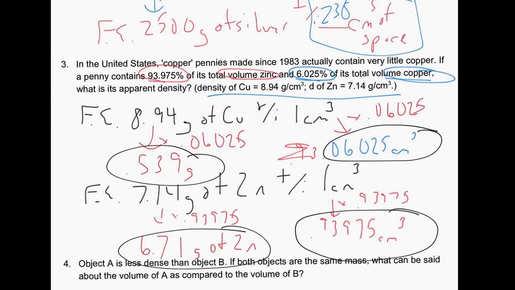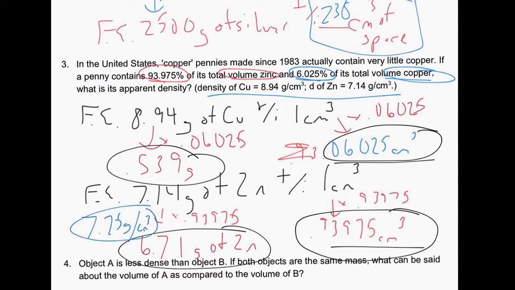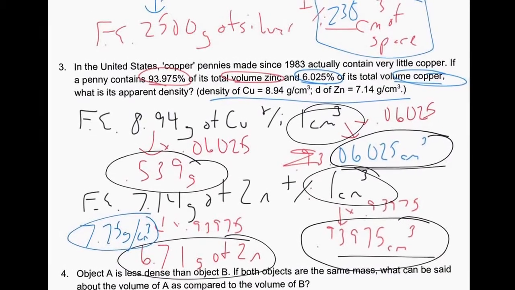Write that up here: 7.25 grams per centimeter cubed. Again, the reason that works is because these two numbers add up to that 1, right? And then these two numbers must add up to the amount that the mass is.